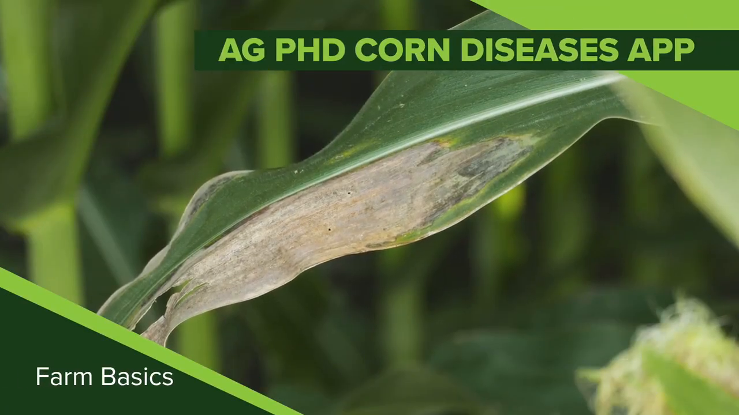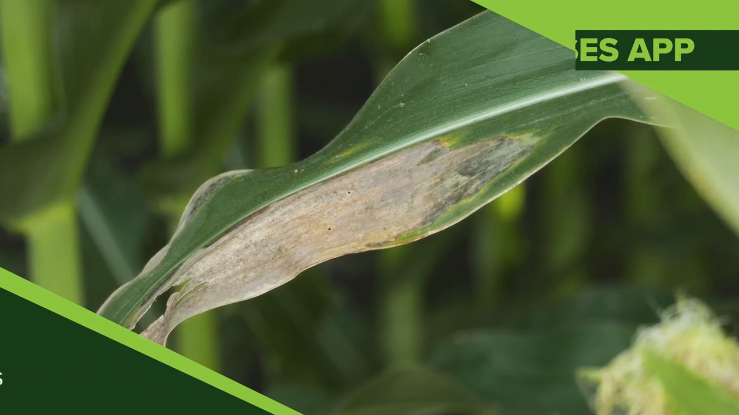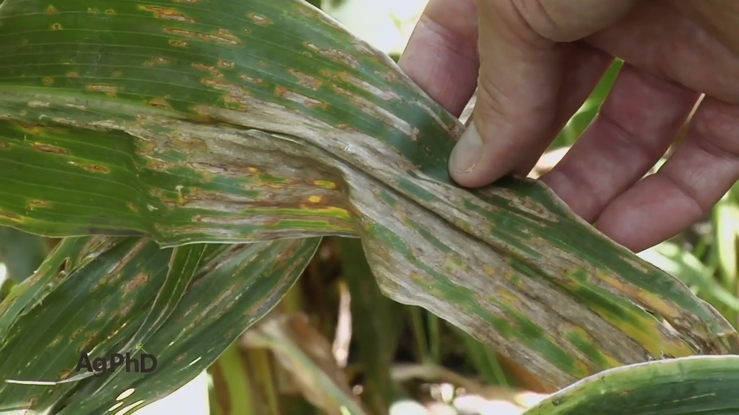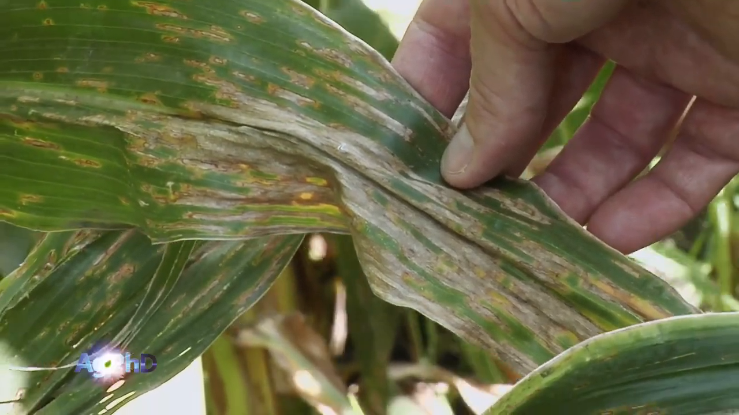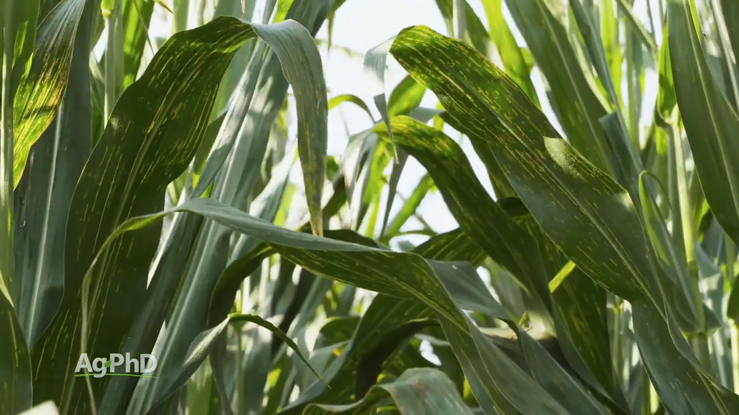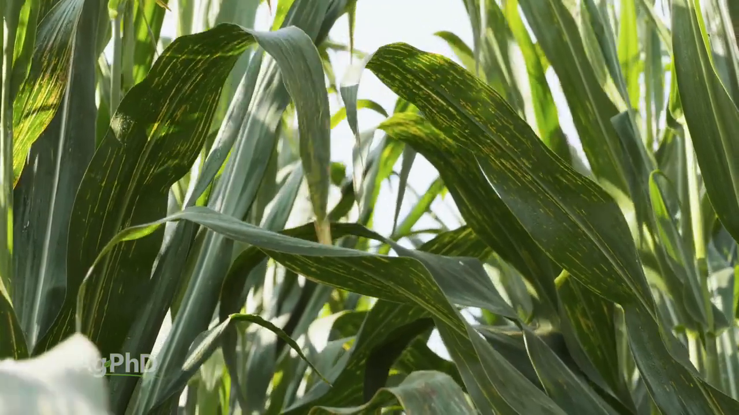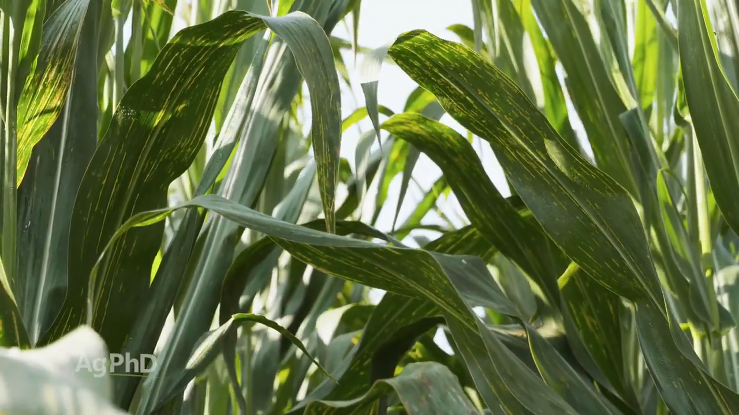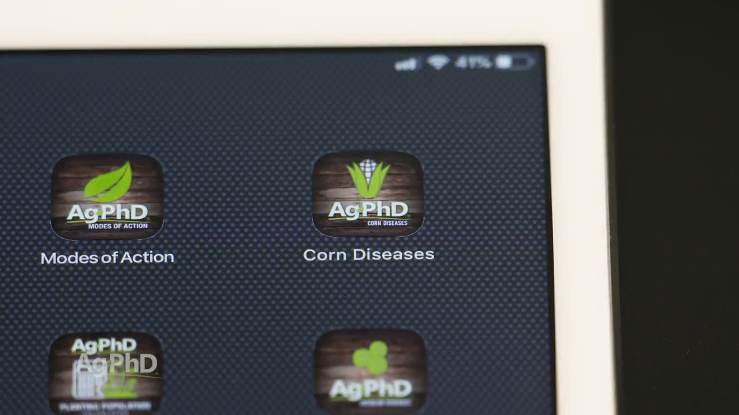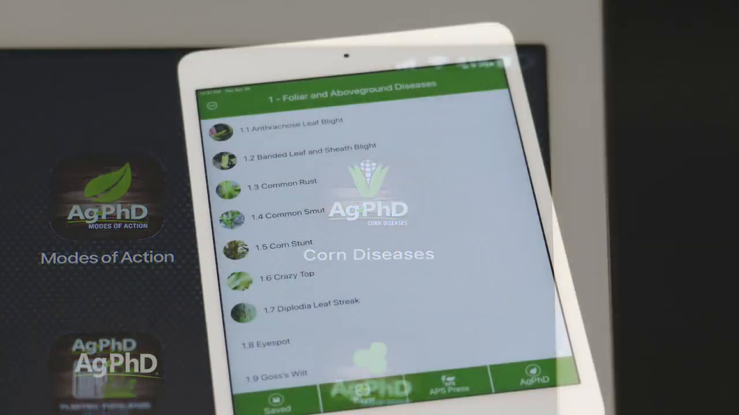During our Farm Basics time today, we're going to talk just a little bit about corn diseases. If you end up out in a cornfield and you're taking a look at plants and you see, hey, there's something wrong with this leaf or this stalk, there might be a disease. How are you going to figure out what it is? We'd encourage you to download the free Ag PhD Corn Diseases app.